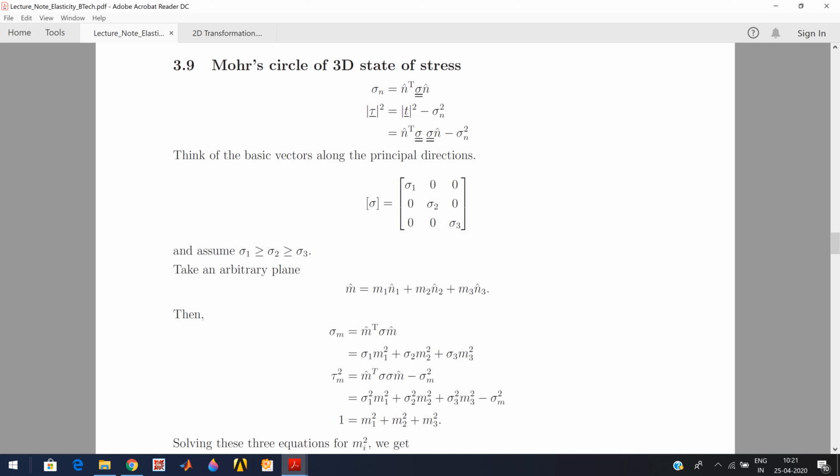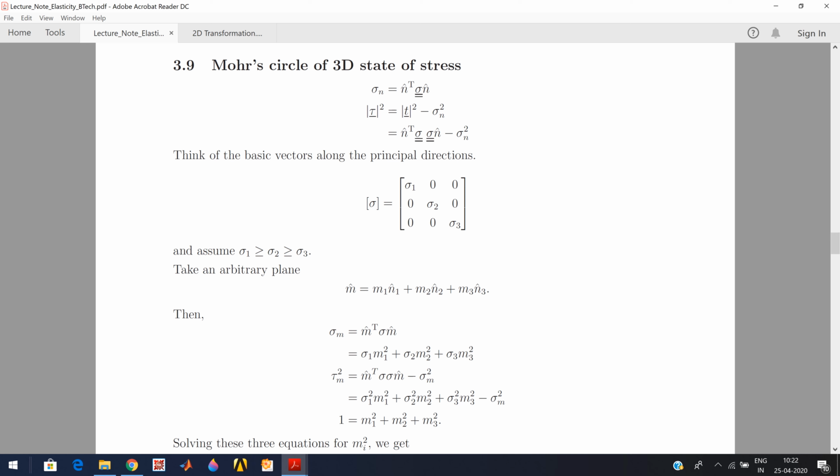So we'll define one arbitrary plane with respect to those principal directions as the basis vectors. So our basis vectors are n1, n2, and n3 hat. And the arbitrary plane will be defined using three components m1, m2, and m3 with respect to those basis vectors. So then m hat will be m1 n1 hat plus m2 n2 hat plus m3 n3 hat.